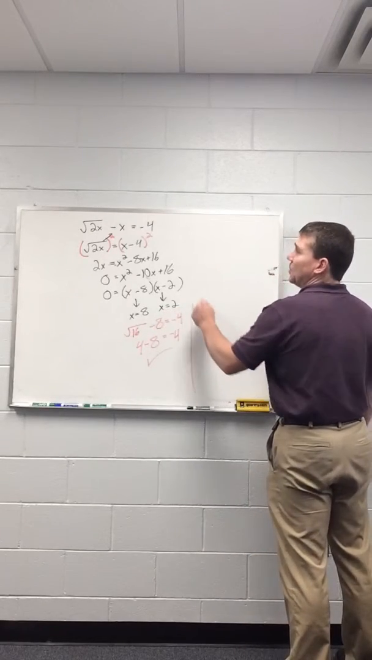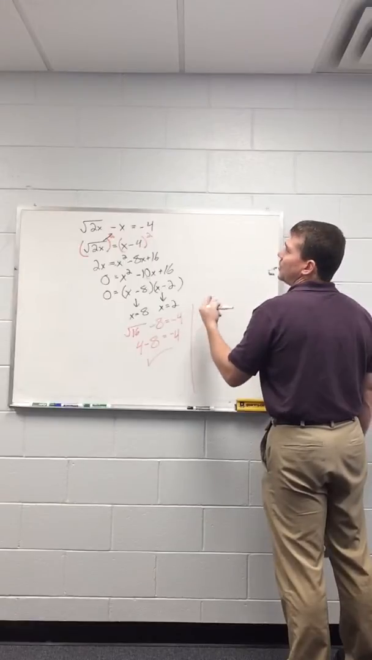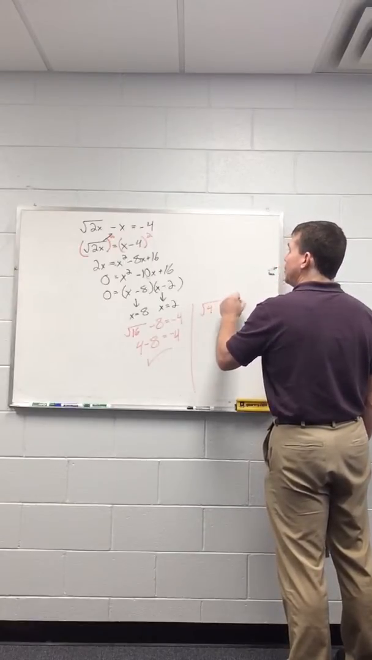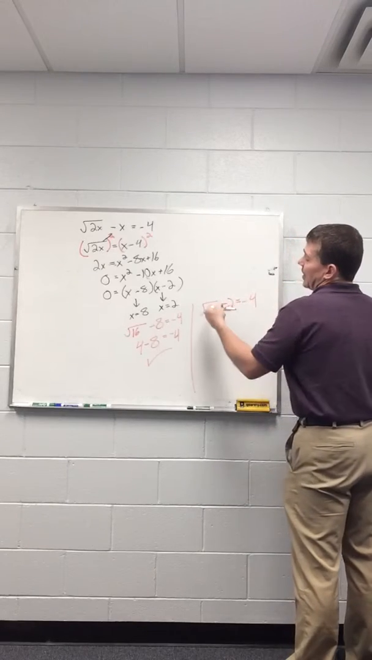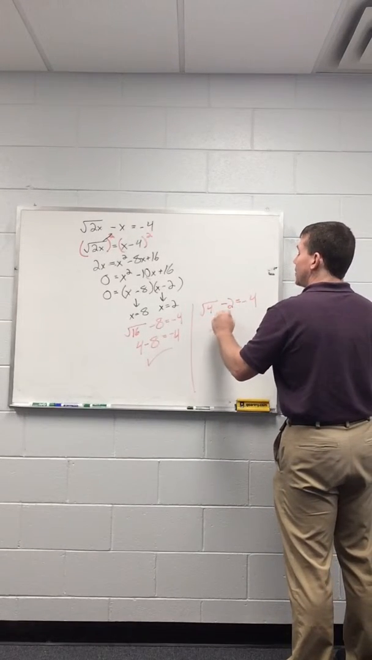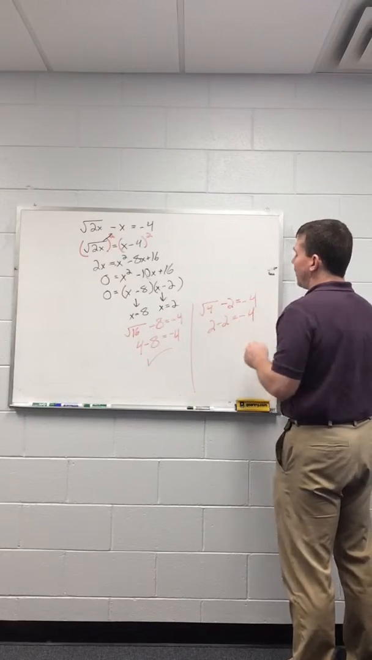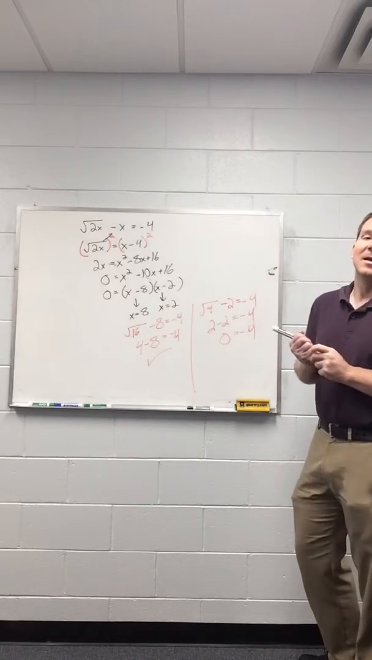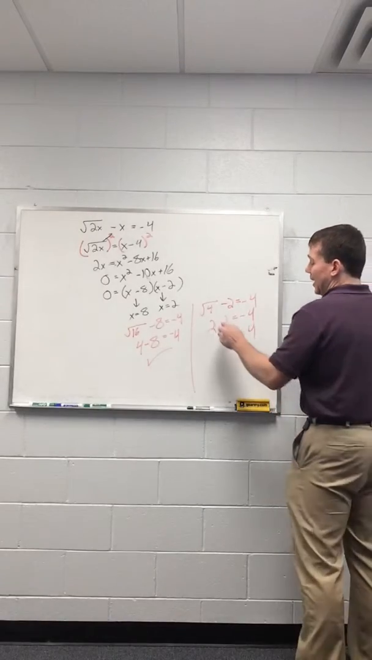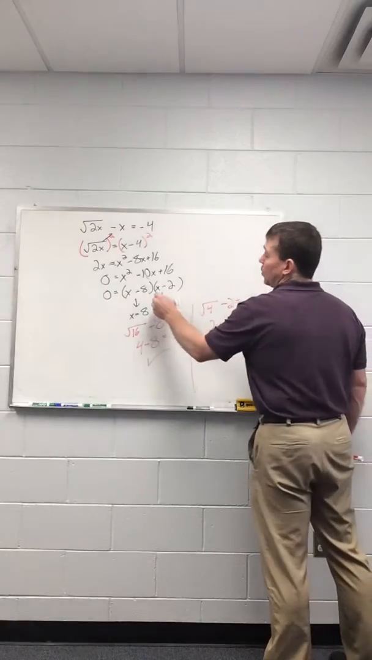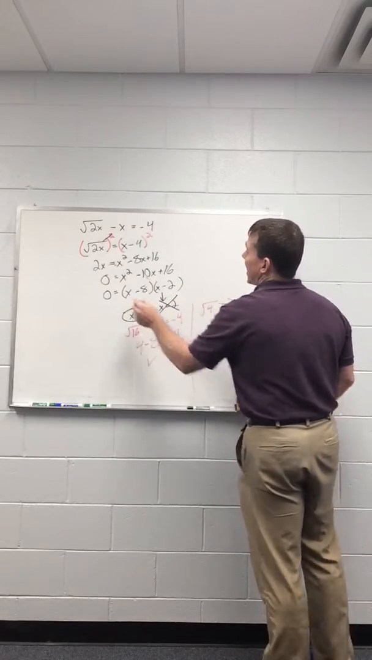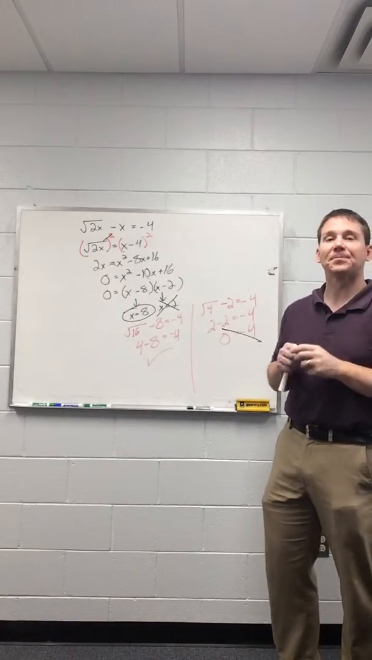If I plug in 2, let's see, I get the square root of 2 times 2, which is 4, minus 2 equals negative 4. The square root of 4 is 2, so I get 2 minus 2 equals negative 4. So 0 equals negative 4. That's certainly not true. That doesn't work, which means 2 doesn't work. It's an extraneous solution. That's the only one that counts.